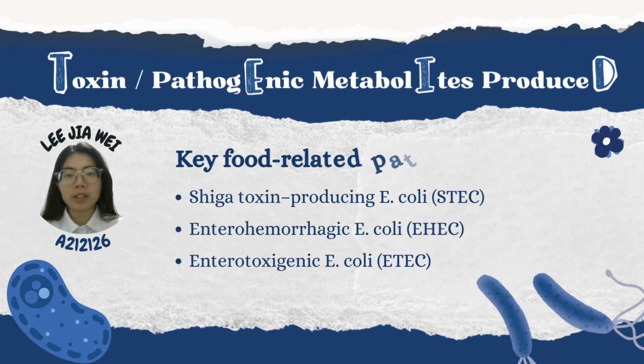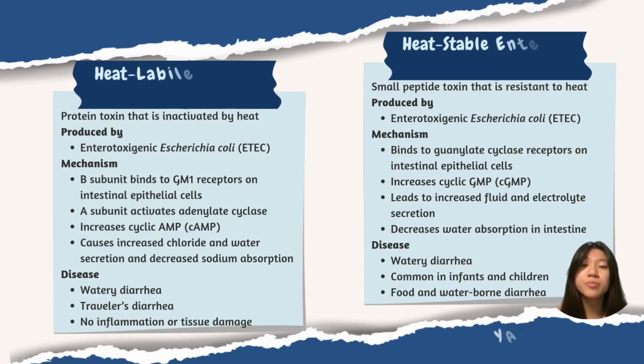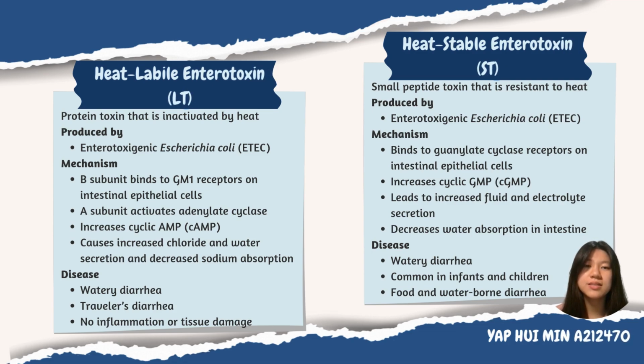In food microbiology, the most important toxin-producing phenotypes include Shiga toxin-producing E. coli, which is known as a subgroup of enterohemorrhagic E. coli, as well as the enterotoxigenic E. coli, and we will discuss these phenotypes further on the following slides. For my part of the presentation, I will be discussing the toxins produced by E. coli. The first one is heat-labile enterotoxin.